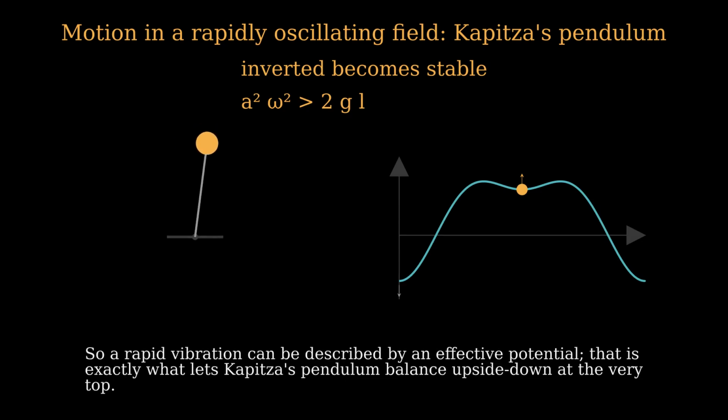So a rapid vibration can be described by an effective potential. That is exactly what lets Kapitza's pendulum balance upside down at the very top.